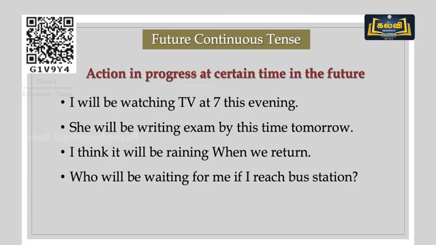So, let us look at some examples. Look at the screen. I will be watching TV at 7 this evening. She will be writing exam by this time tomorrow. I think it will be raining when we return. Who will be waiting for me if I reach bus station? So if you look at these examples, you can clearly understand the difference of time: this evening, tomorrow, and when we return. Not an exact time I'm telling, the moment when we return. And if I reach is a conditional fact: if I reach bus station, it will be waiting. So you can use all these adverbs of time or momentary future moments, and you can express future continuous tense along with it.